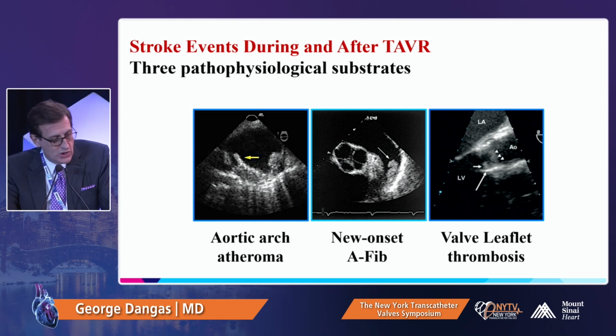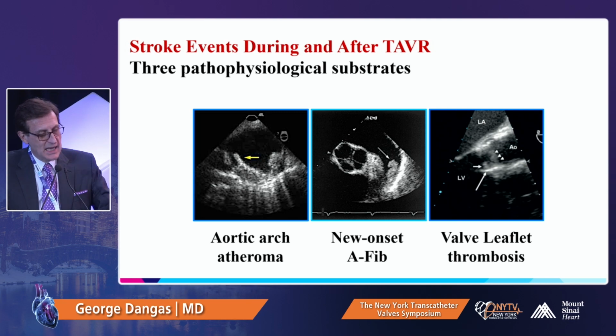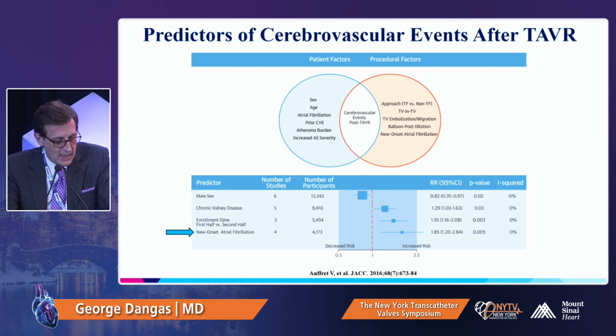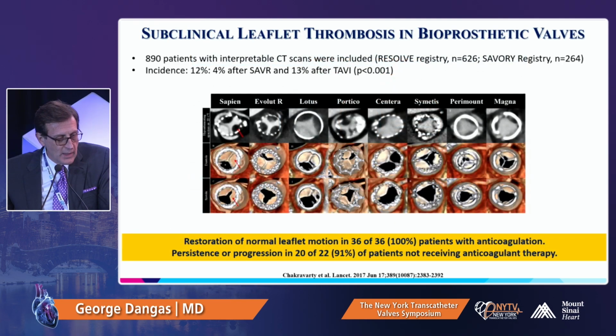So in general, one can say that if I have to analyze the problems of the stroke, that's how it all started, is either aortic arch atheroma or the onset AFib, you can see a like clot, or you can have some leaflet thrombosis that are quite excessive, as you can see here by this echo. In the predictors of cardiovascular events in general, you can see that atrial fibrillation is a remarkably incredible risk, just as is female sex, chronic kidney disease, and the learning curve, of course, in every study.